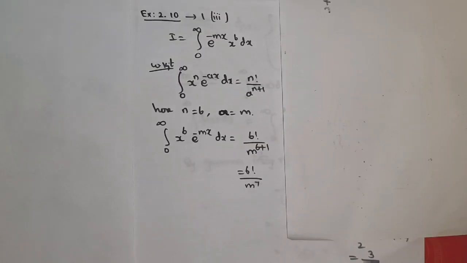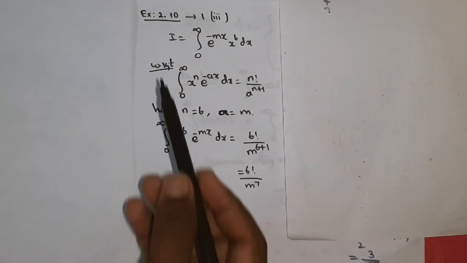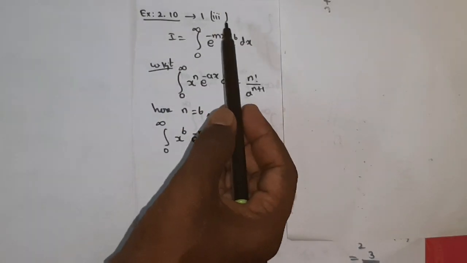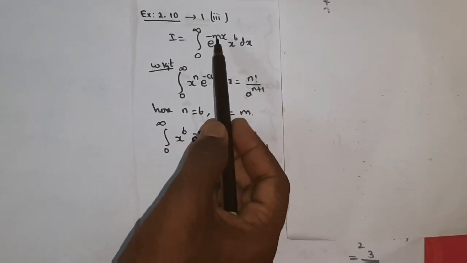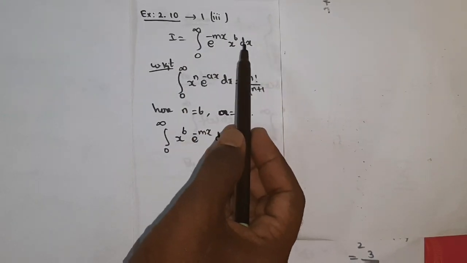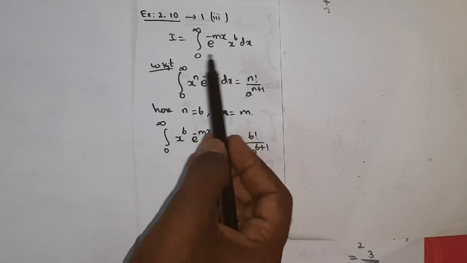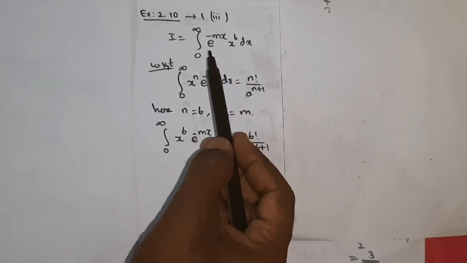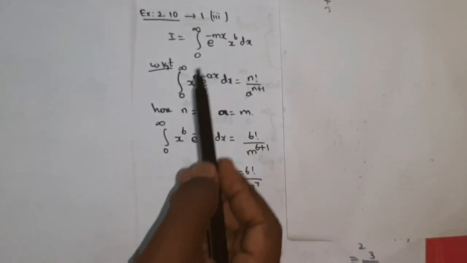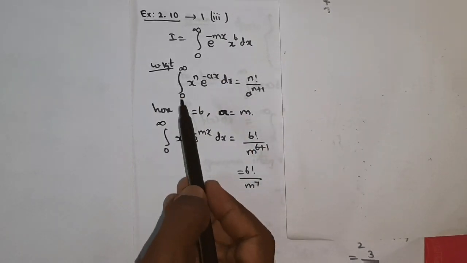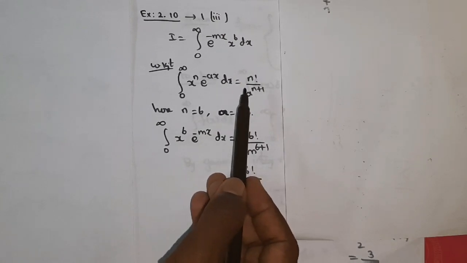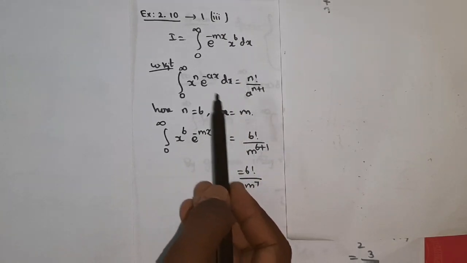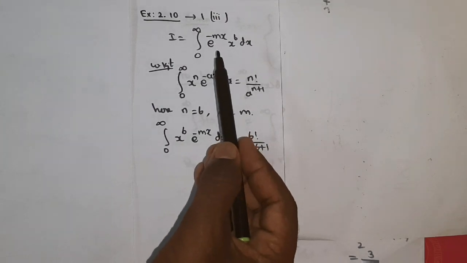And now the next sum, exercise number 2.10, sum number 1, third solution. I equal to integral 0 to infinity e power minus mx x power 6 dx. Now here also it looks like gamma integral because we have x power n part and e power minus ax part. What is the gamma integral formula? Integral 0 to infinity x power n e power minus ax dx equals n factorial by a power n plus 1. Now compare this with the given integral.